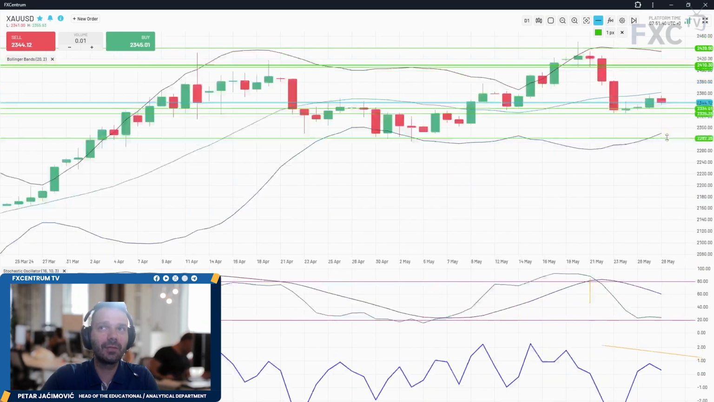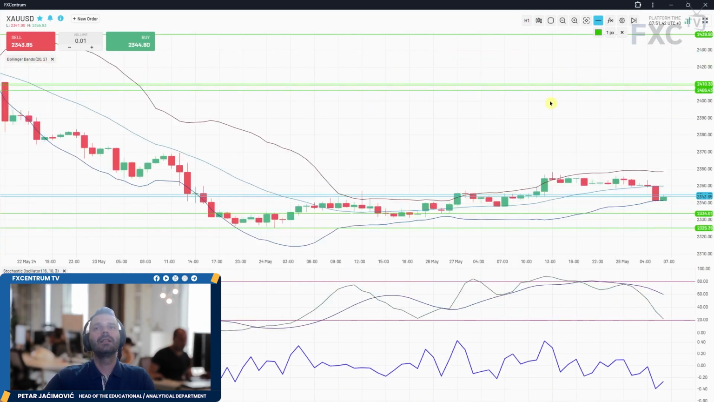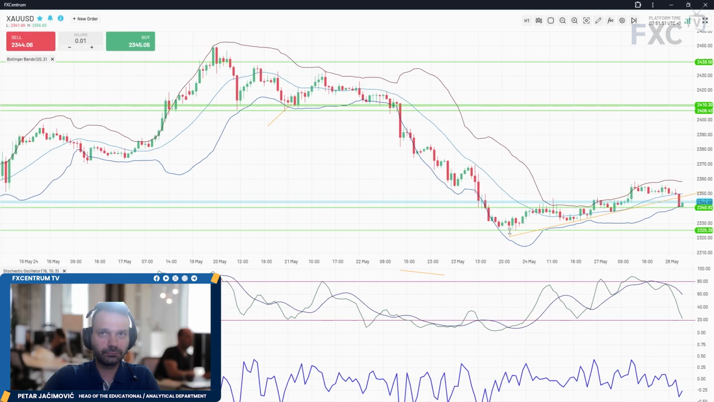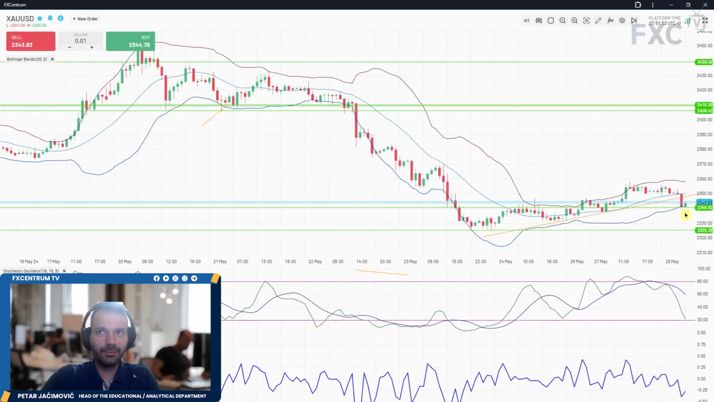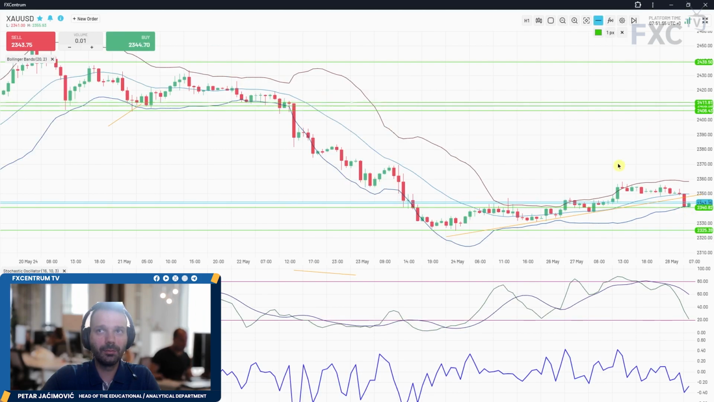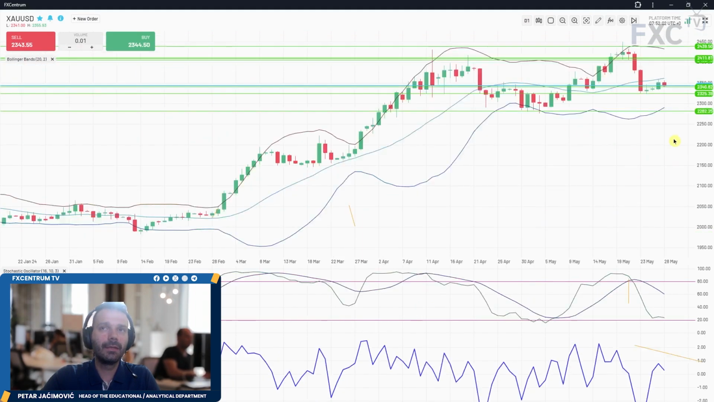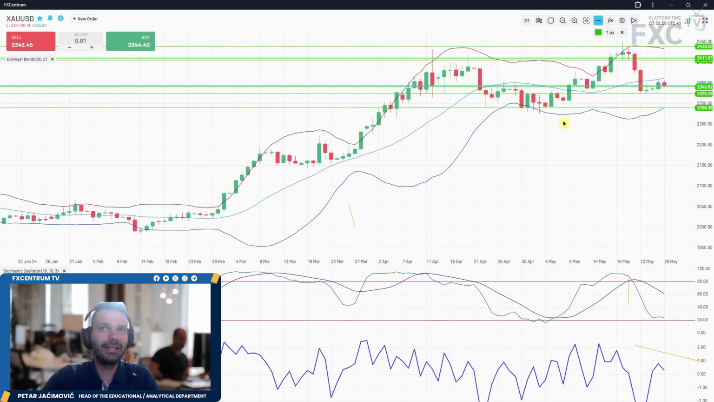So there is still a chance for the market to resolve to the downside. The hourly is just testing the lower Bollinger Band. If we can see a break and hold below, let's say, 2340, there will be a chance for a re-sell towards 2325, and then eventually the market getting closer towards 2290, which is the lower Bollinger Band and the previous support area.